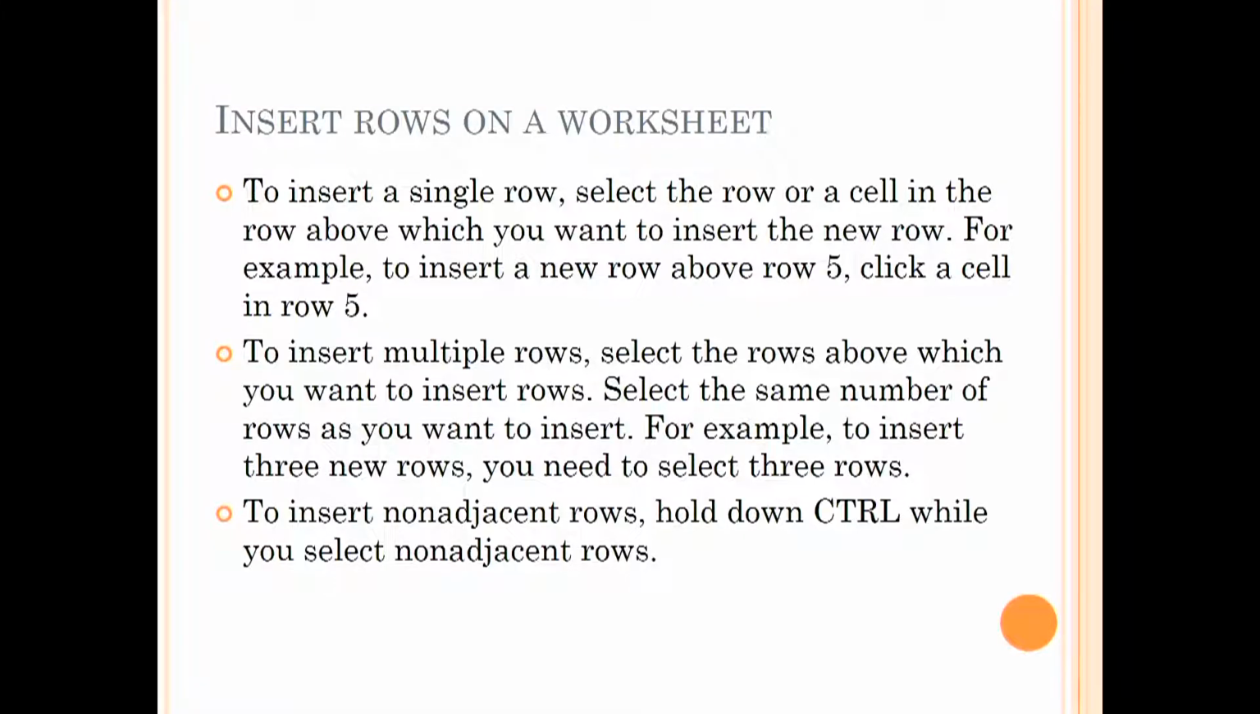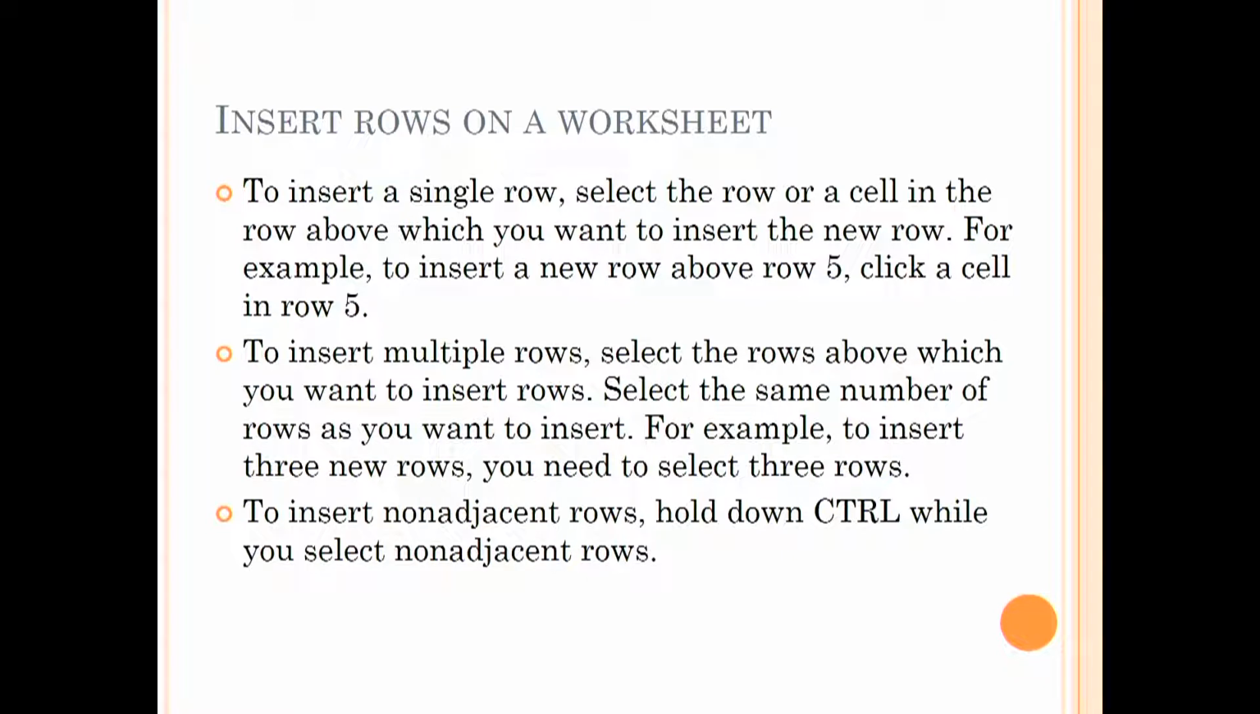So if you have to insert a row in a worksheet, suppose you have a worksheet and you have to insert a row in it, then to insert a single row you have to select the row or a cell in the row above which you want to insert the new row. For example, if you want to insert a row after row 5, then you can simply click on a cell in row 5 and then you only have to click on Insert Row, after which a new row will be added after row number 5.